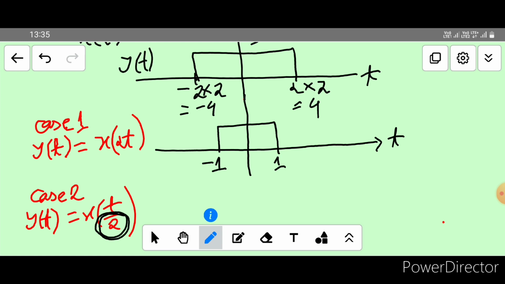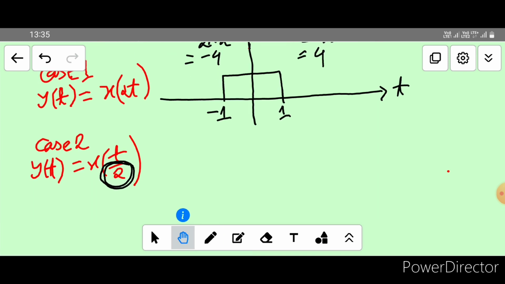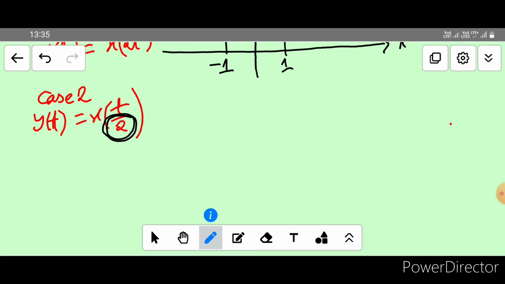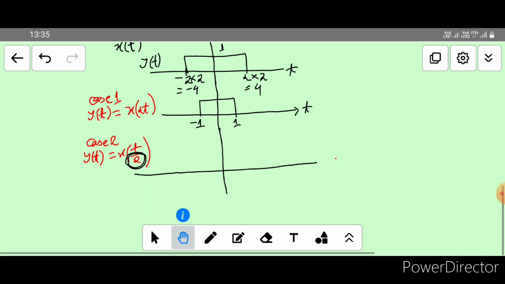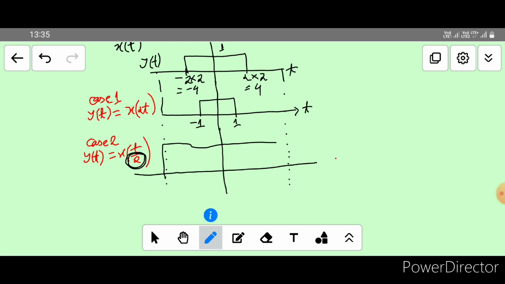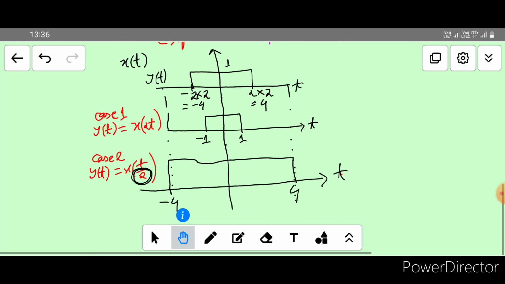So let's draw it nicely below. Our signal will be stretched from here to here. It will be minus 4 to 4 in the time domain. So we can see this is the shortcut method for time scaling of a continuous signal.